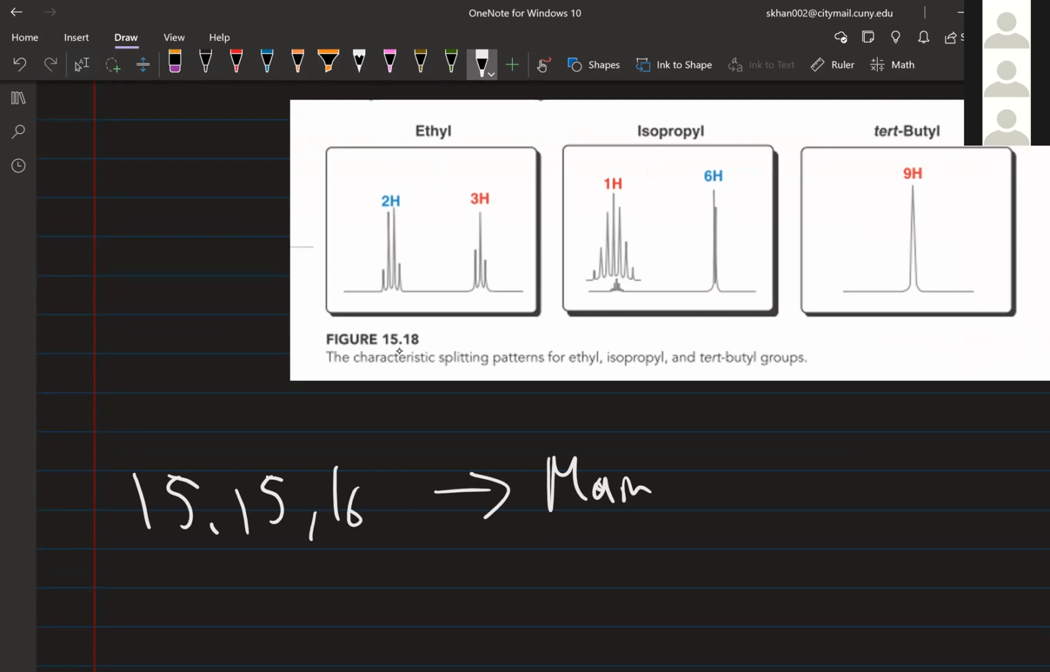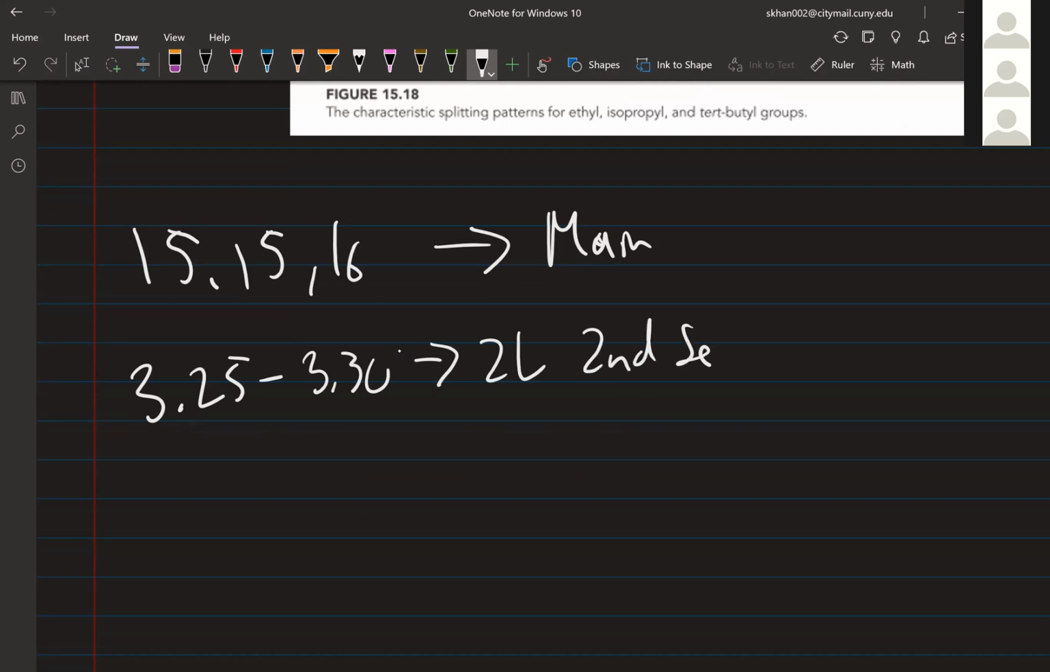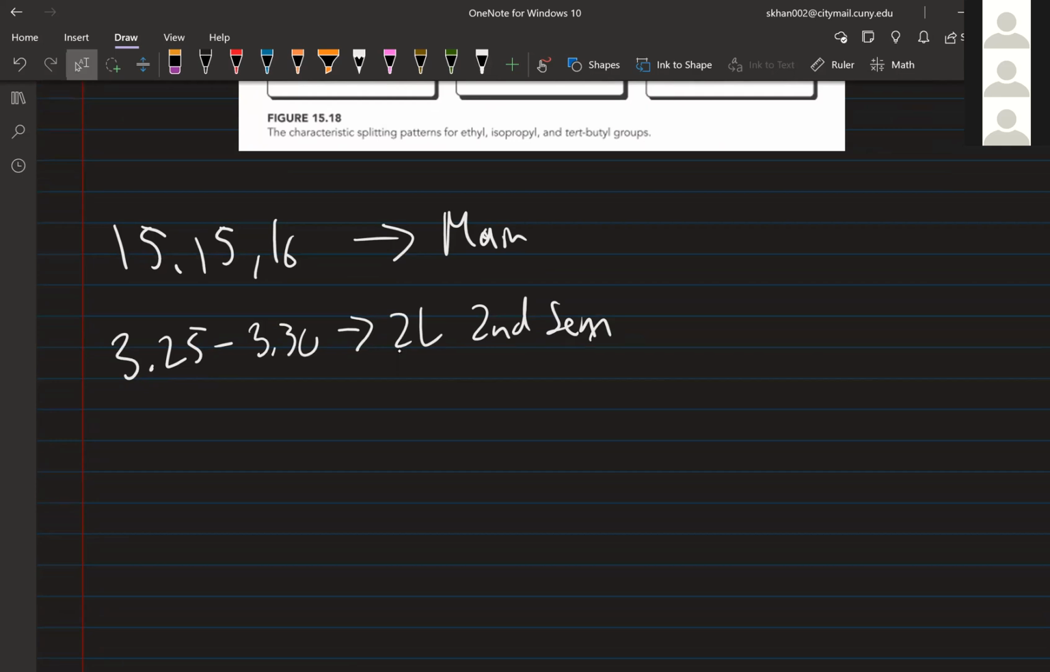And then in the second language book, the multiplicity questions are, oh, that's not a 3, that's a 2. That's not a 3 either. 3.25 to 3.30. So that's 2L, second semester, right? So those are more multiplicity questions. Okay, so with that, that covers all the different things you'll see in the spectra.